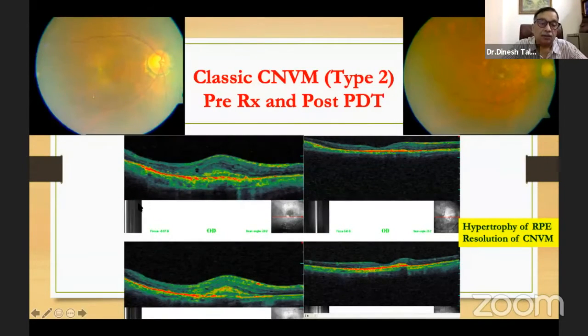And you can also use OCT to prognosticate and follow up, as you will see here. Now, this was a type 2 CNVM. This patient had this old OCT, got PDT, and you can see how with the treatment, this CNVM has vanished. There's only a little more intensification of the RPE level. That means there's probably a little RPE hypertrophy occurring there, but the entire lesion has vanished. So you can use it for follow-up of your patients of classic CNVM.